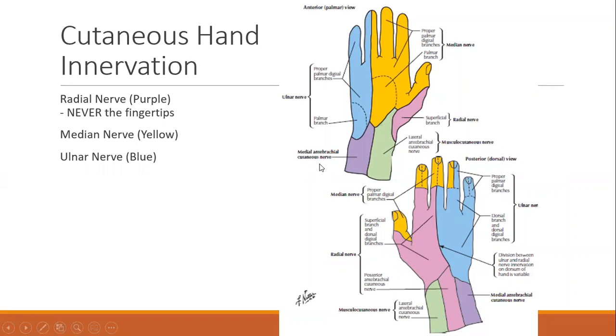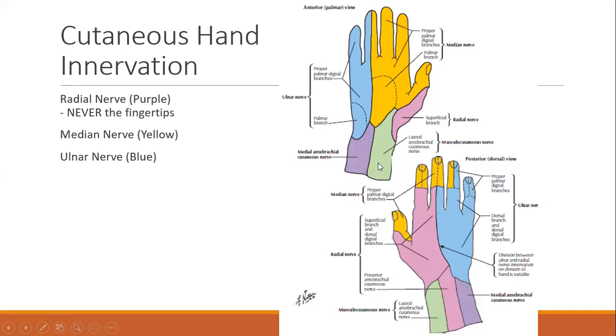Okay, so cutaneous innervation of the hand. I know this can be confusing, so I'm going to try and give you some tricks to help you when it comes to cutaneous innervation of the hand. The first thing that helped me a lot when trying to memorize what nerve innervates what skin parts of the hand is memorizing that the fingertips are never radial nerve. The fingertips will always be either median nerve or ulnar nerve. Median nerve is in the gold here, ulnar nerve is in the blue. In both palmar and dorsal surfaces, you can see the fingertips are never radial nerve.